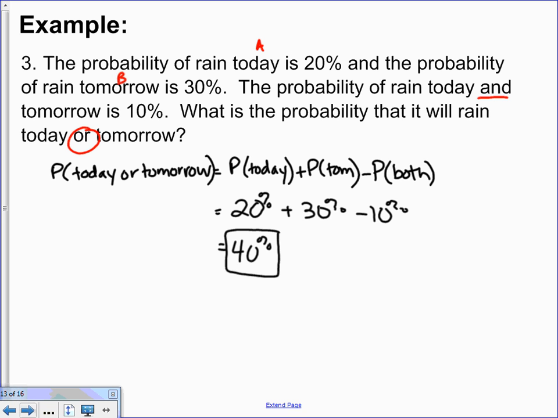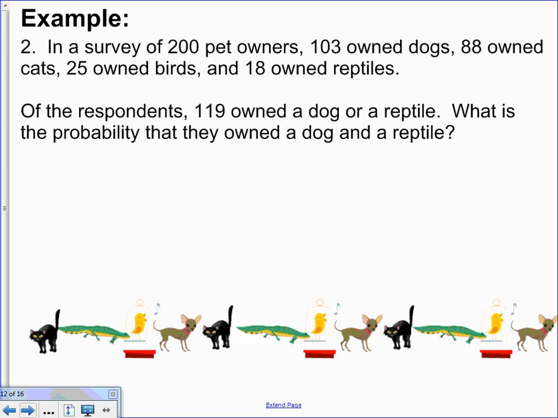Okay, now if we go back to example 2 it's going to work differently because we're not going to solve for the or. We're going to solve for a different part of the problem in number 2. So if we go back to number 2, it says, a survey of 200 pet owners. 103 own dogs, 88 own cats, 25 own birds, 18 own reptiles. That's a lot of information. We're going to sift through that information, but before we do that, we're going to figure the setup of our probability. Okay. Of the respondents, 119 owned a dog or a reptile.